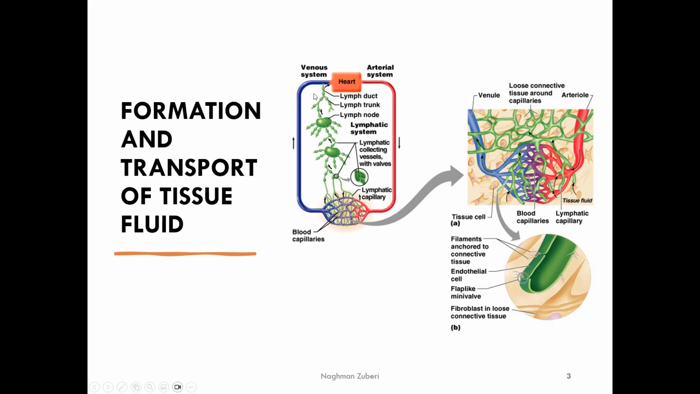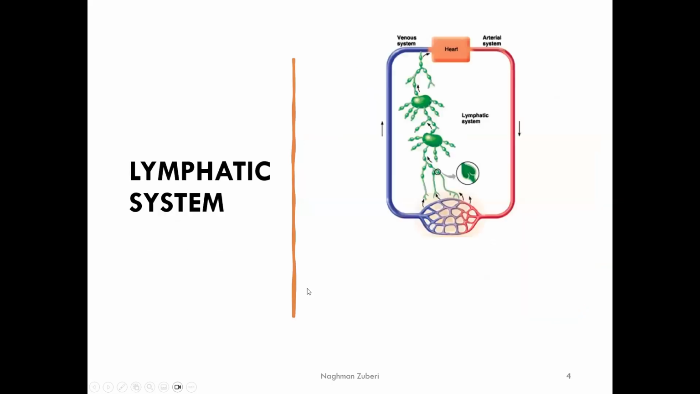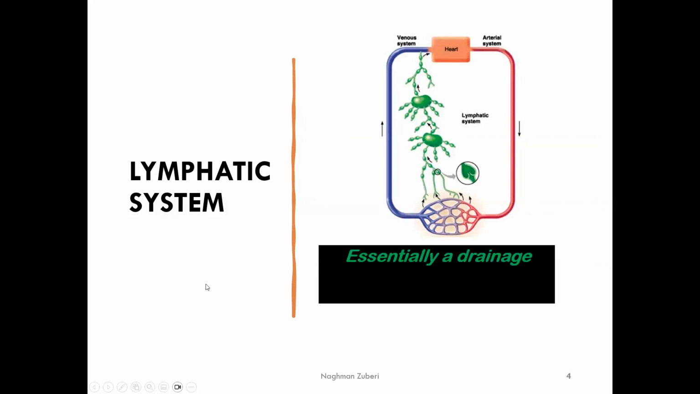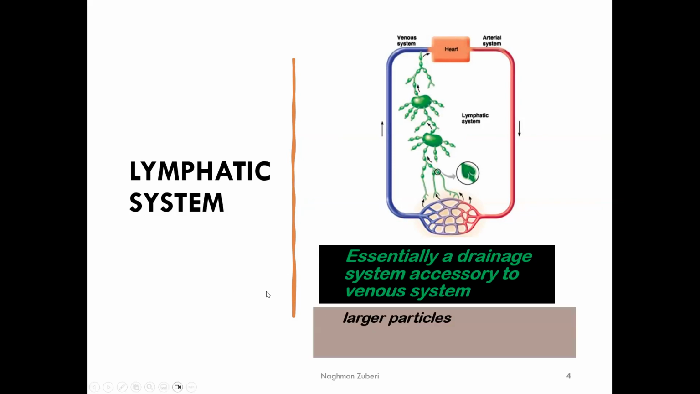Well, there is another circulatory system which we call the lymphatic system. It is comprised of lymph ducts, lymph trunks, lymph nodes, then the lymphatic collecting vessels, etc. And finally, they drain into the bloodstream. So the lymphatic system is basically a drainage system which is accessory to the venous system. The larger particles that escape into the tissue fluid, which can only be removed via the lymphatic system, will be taken into that system.